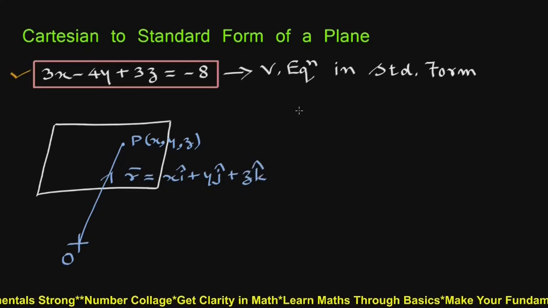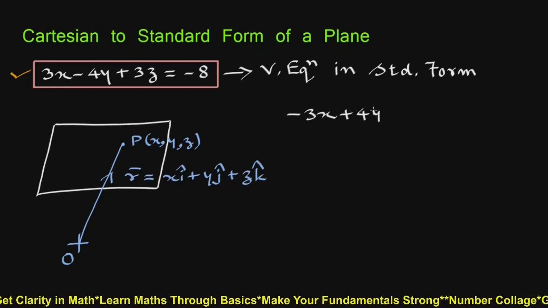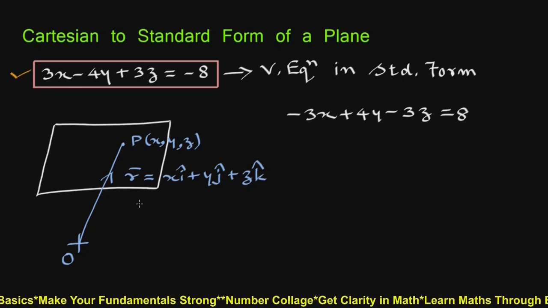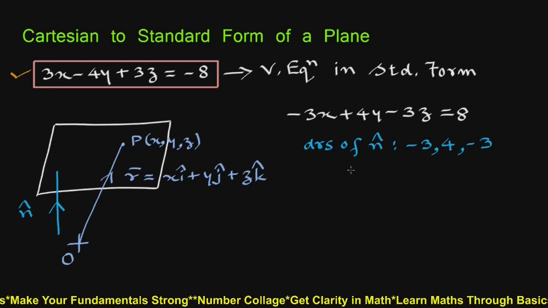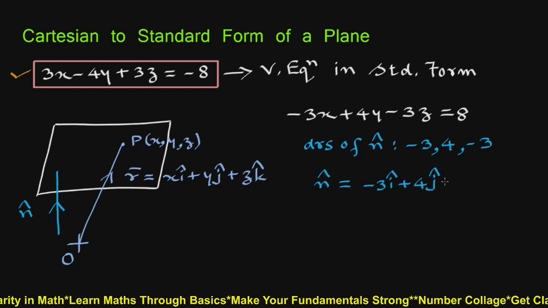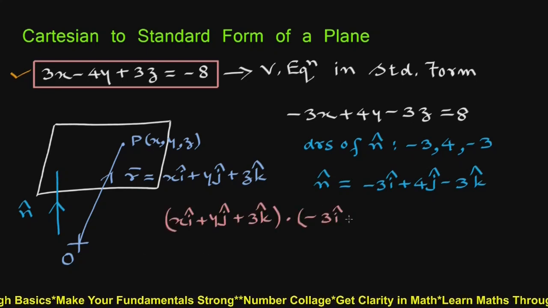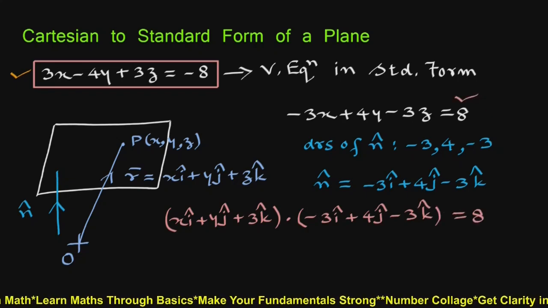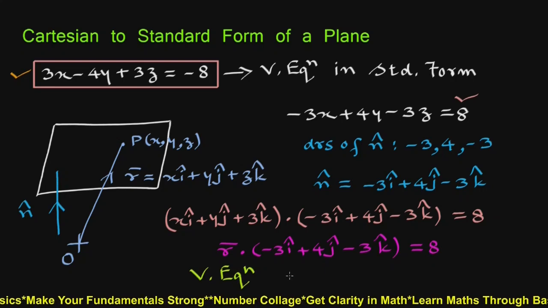From the given Cartesian form, we will rewrite it as minus 3x plus 4y minus 3z equals 8, and extract the DRs of the normal vector n as minus 3, 4, minus 3 and write the normal vector n as minus 3 i cap plus 4 j cap minus 3 k cap. Now we can write the given equation as r bar dot minus 3 i cap plus 4 j cap minus 3 k cap equals 8, which is vector equation of given plane in standard form.